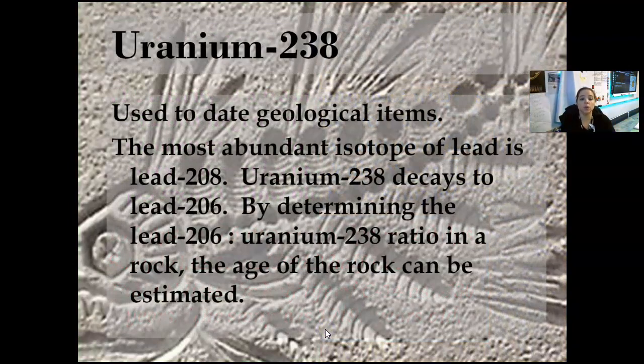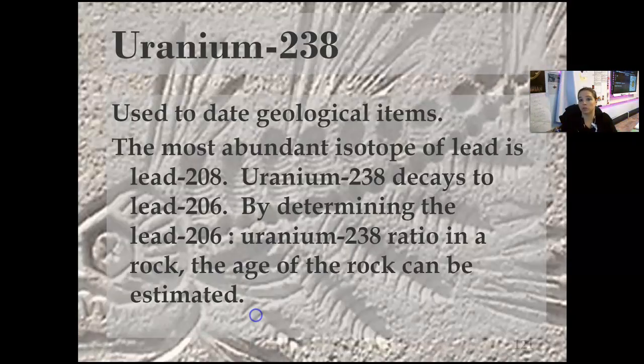All right, uranium-238. This is for dating rocks. Its most abundant end product is lead, which means it produces lead. Its daughter nuclide is lead-206. By determining the ratio of lead-206 to uranium-238 in a rock, the age of the rock can be determined or estimated.